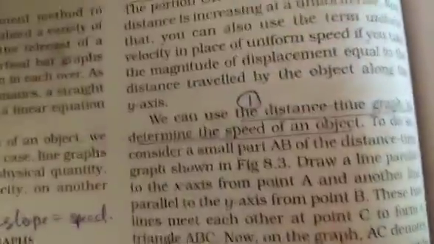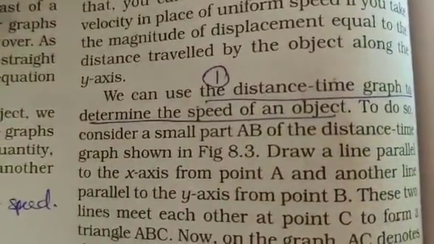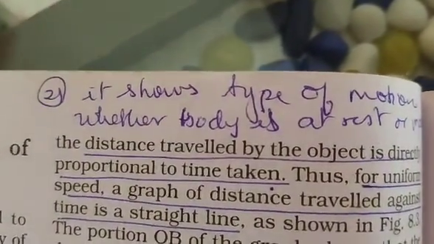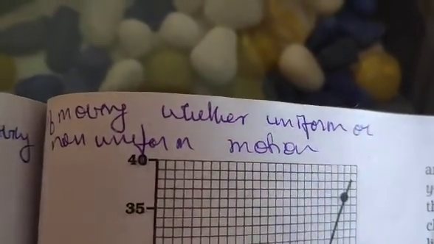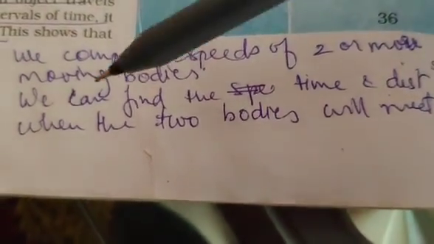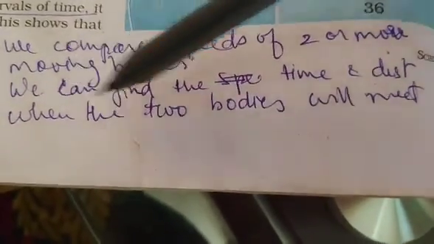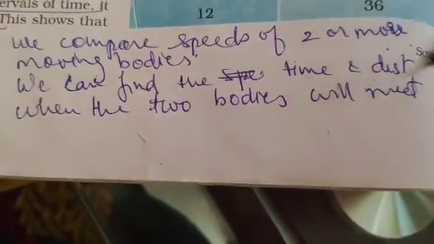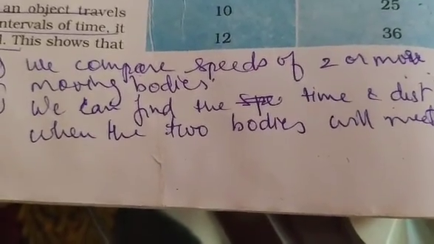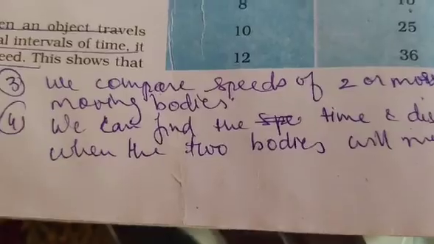I sum up the points again. Distance time graph will help you to find the speed of an object. Distance time graph will let you know what type of motion it is, whether the body is at rest or whether the body is moving, and if it is moving, whether it is uniform or non-uniform. The third point which you come to know is, as I told you, you can compare the speeds of the two moving bodies. And you can find out the timing and the distance when the two bodies will meet. These are the four important pieces of information you get to know from a distance time graph.